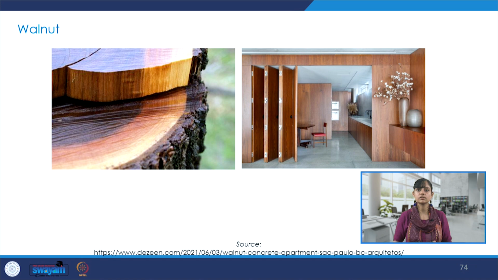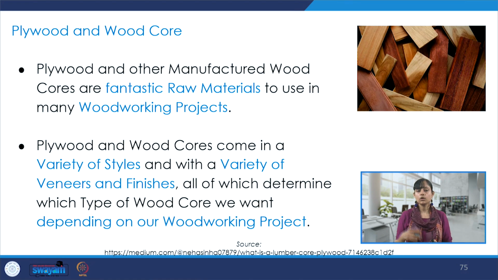Some of the images. Now, because we are talking about byproducts and looking at alternatives and relying less on the natural wood, you will come across these byproducts in the industry, starting with plywood. So plywood is used a lot in interior design projects. So plywood and other manufactured wood cores, you will find them for woodworking projects. They come in a variety of styles, variety of finishes, and we can use them for different purposes in different projects.